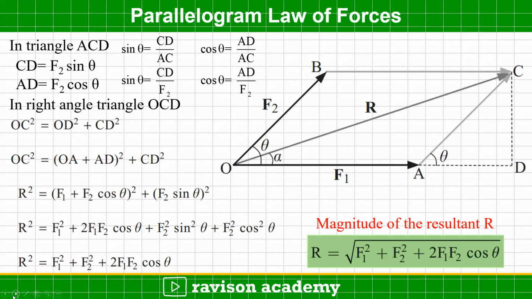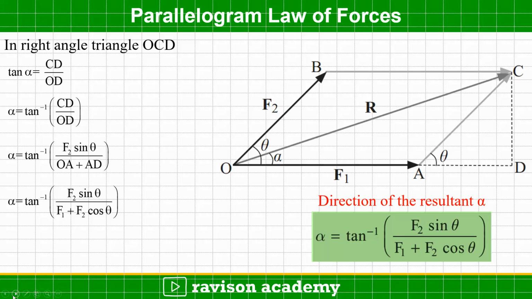Now taking the right angle triangle OCD, we can write OC square equals OD square plus CD square. OD is equal to OA plus AD. So we can write OC squared equals (OA plus AD) the whole square plus CD square. Now R square, with OA equal to F1, AD equal to F2 cos theta and CD equal to F2 sin theta. Applying all these values in the equation, we get the resultant equal to root of F1 square plus F2 square plus 2 F1 F2 cos theta.